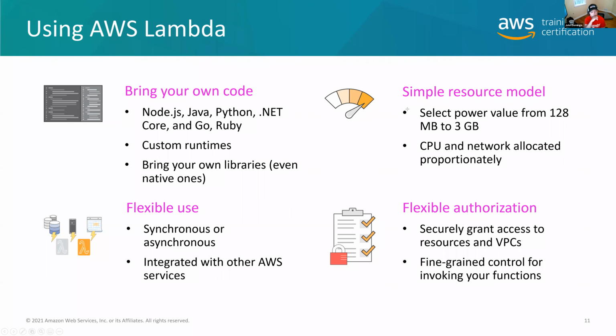So like you see up here, it says select power value from 128 megs to 3 gigs. You basically say, look, my process needs 128 megs of memory to run. And then what it does is it'll give you a fraction of a processor and probably a gig network. And then it will just run based on triggers that you specify.